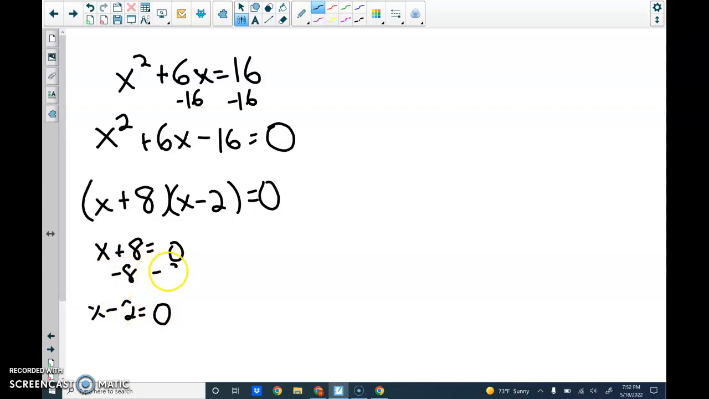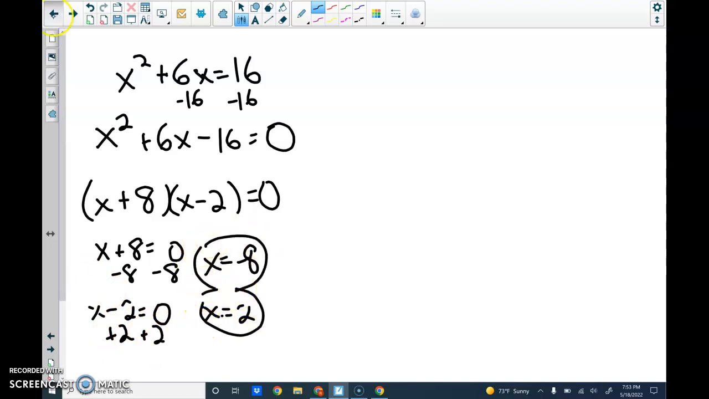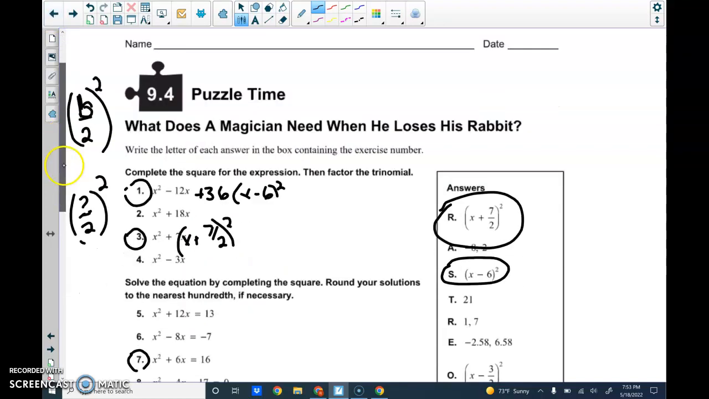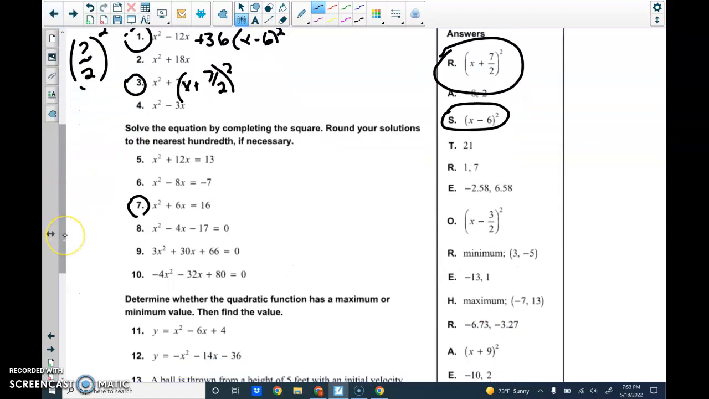So if I subtract 8 from each side, 0 minus 8 is negative 8. That's where I had the negative 8 in my head from. And if I add 2 to each side, 0 plus 2 is 2. So my 2 answers would be 2 and negative 8. So that would be the first way to do it, by factoring. So where did that answer go? Oops, right there.